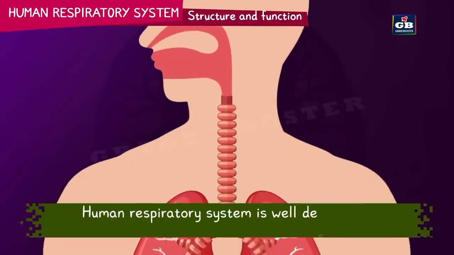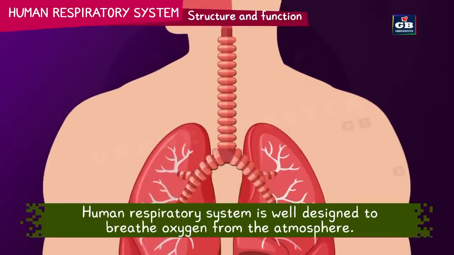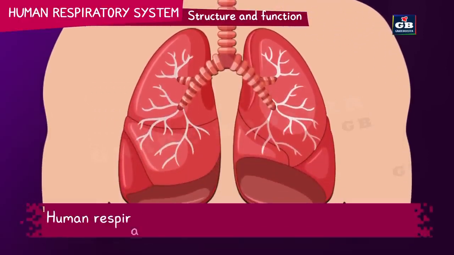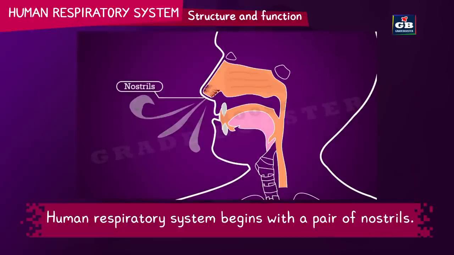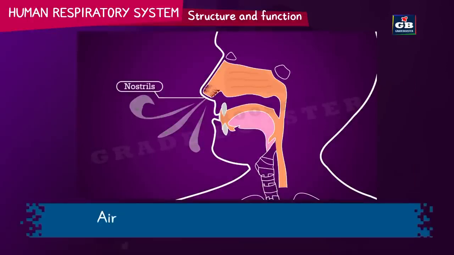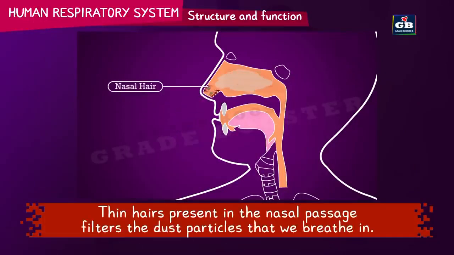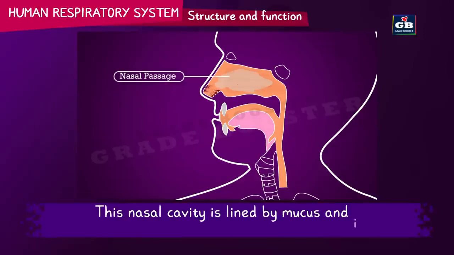Human respiratory system, structure and function. The human respiratory system is well designed to breathe oxygen from the atmosphere. It begins with a pair of nostrils. Air enters the nose through these nostrils. Thin hairs present in the nasal passage filter the dust particles that we breathe in. The nasal cavity is lined by mucus and it makes the air moist and humid.